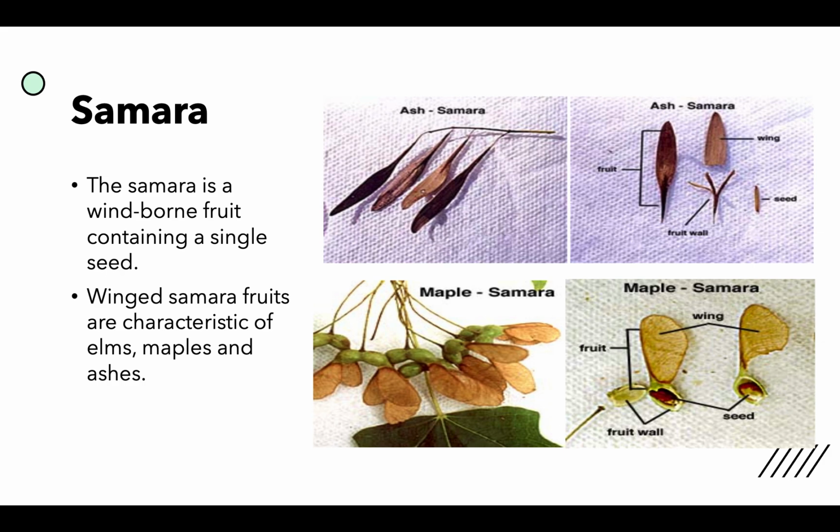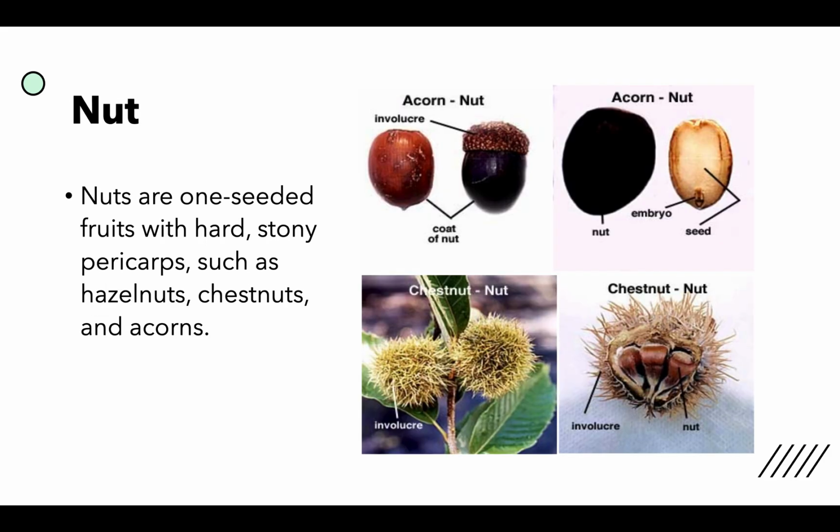Samara is a wind-borne fruit containing a single seed. It is much like an achene except for the paper-like wing which develops from the ovary wall of the flower. Winged Samara fruits are characteristic of elms, maples, and ashes.